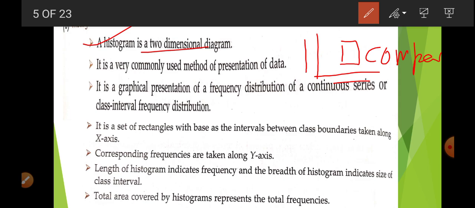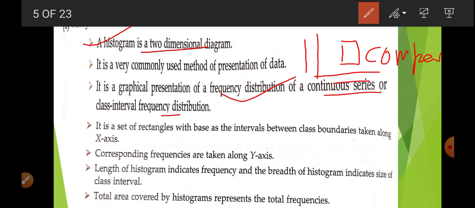Okay, student, in the previous chapter we had learned about the bar diagram. The bar diagram is one-dimensional. Why? Because only length, that is, the height of the bar, is considered for the comparison. Now, it is very commonly used for presentation of data. It is a graphical presentation of frequency distribution. Already I have explained that histogram, ogive, frequency polygon, and frequency curve, all these four are related to what? Related to representation of continuous series.